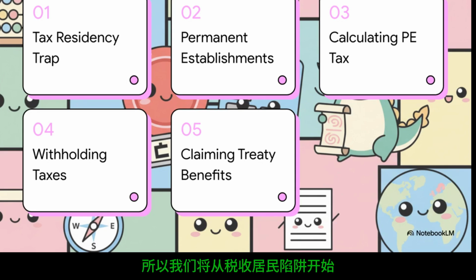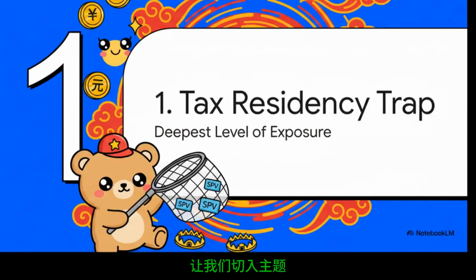So we'll start off with the tax residency trap, then look at permanent establishments, figure out how to calculate that PE tax, navigate withholding taxes, and finally, look at claiming those sweet treaty benefits. Let's get right into it. All right, part one, the tax residency trap.